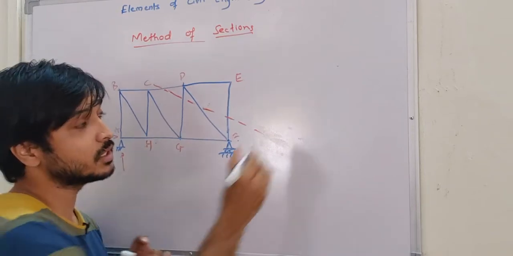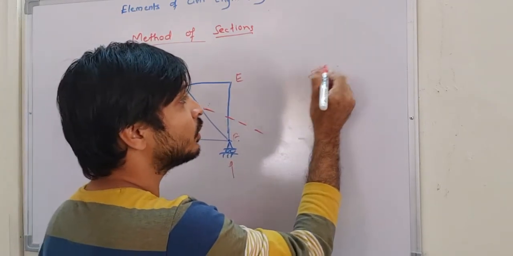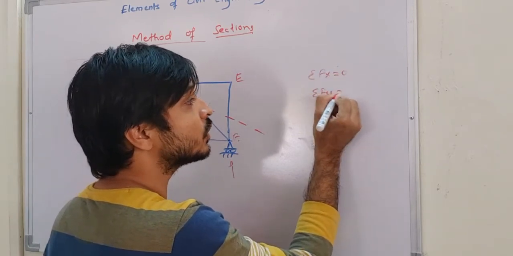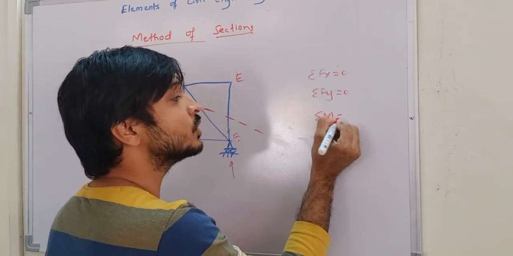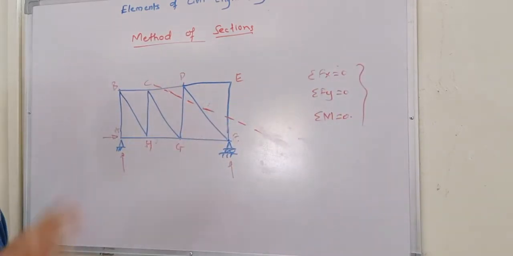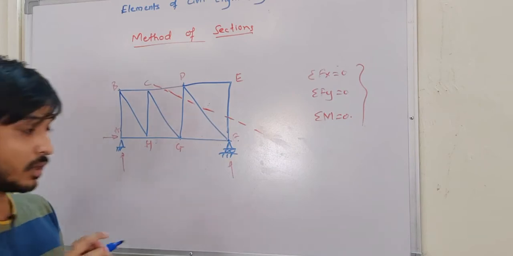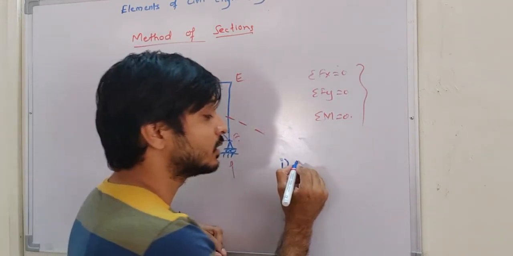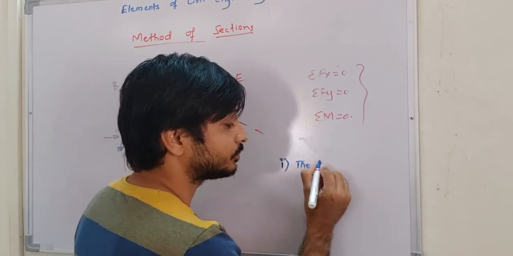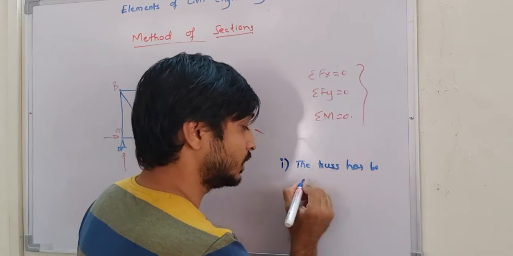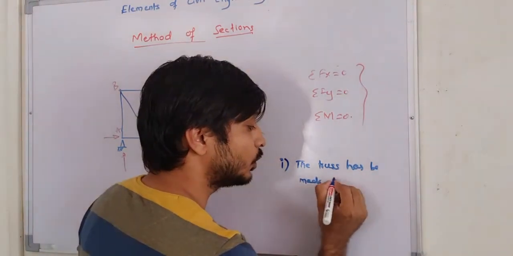So 4 members means how many equations do I have? I have only 3 equations: summation of Fx equals 0, summation of Fy equals 0, and summation of M equals 0. I have 3 equations and 4 unknowns. Then it is not possible for me to solve this. So remember how we have to cut. First, how do we have to cut the section? First, the truss has to be made into 2 parts.